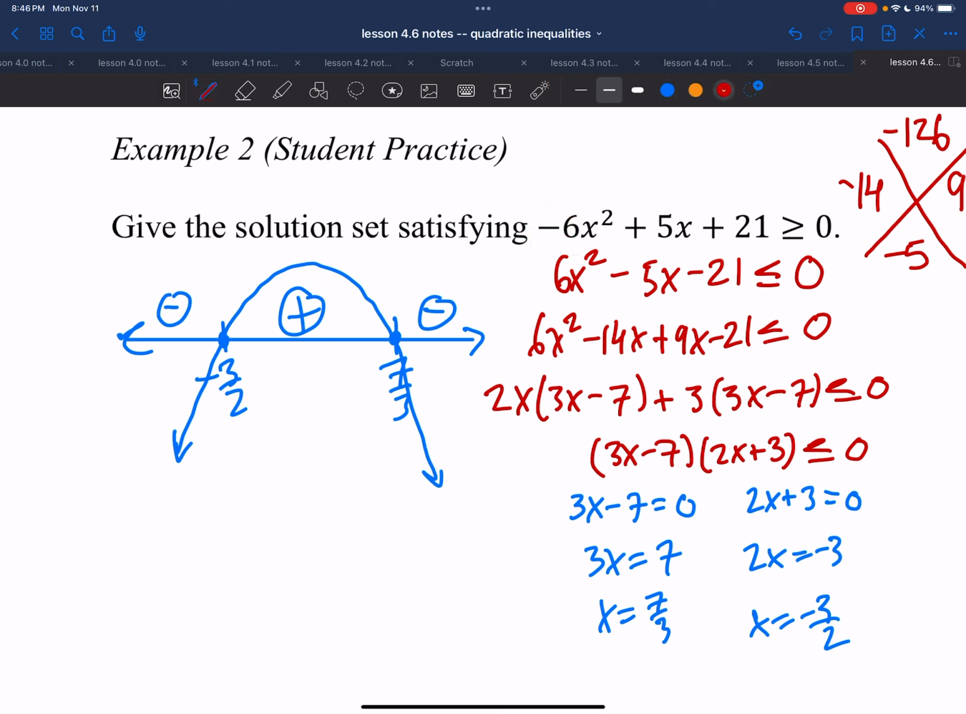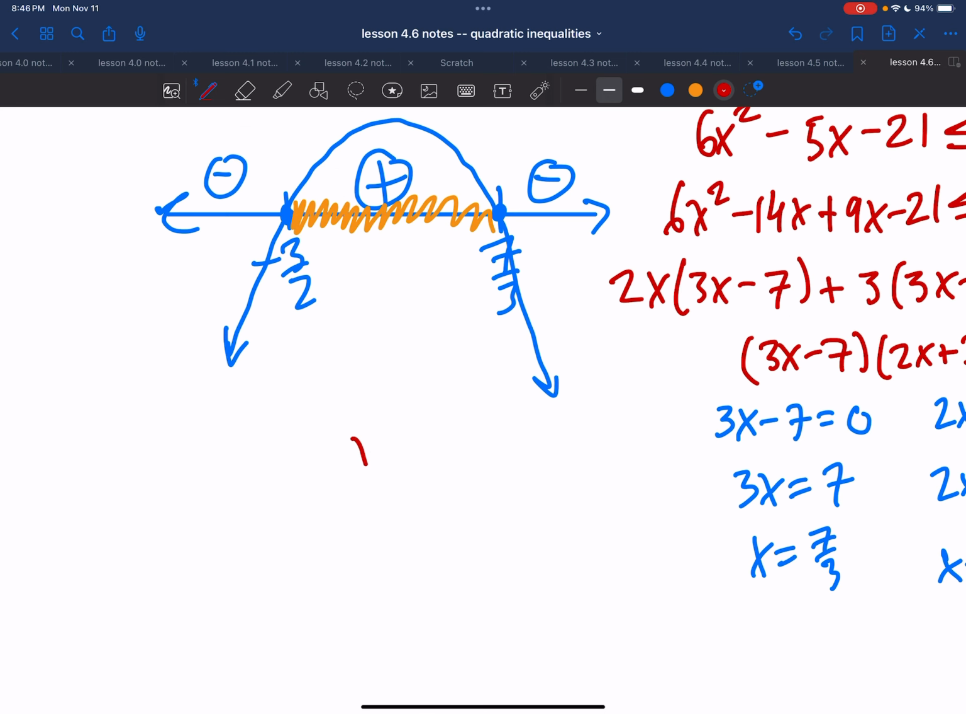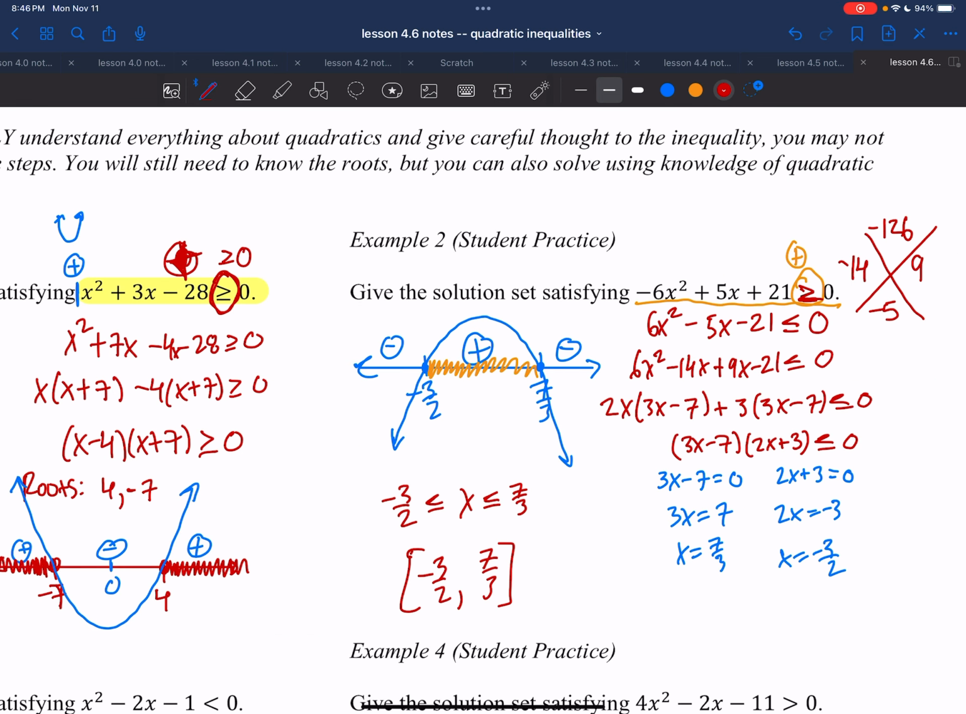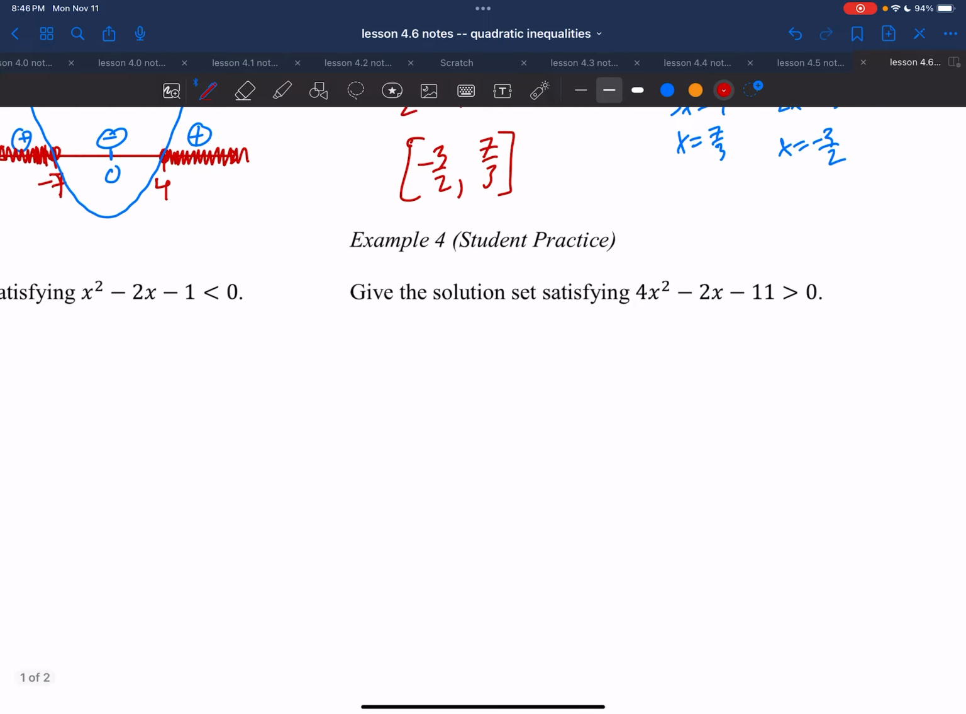Now, when I'm looking at this inequality, the sign is more than 0, which means positive. So positive is this region in between those two numbers. And these are included because it's greater than or equal to. So I could say x is greater than or equal to -3/2 and less than or equal to 7/3. You could also say bracket -3/2 to 7/3 bracket. So that's two examples modeled, also with the upside down image there to see that. Okay. All right.